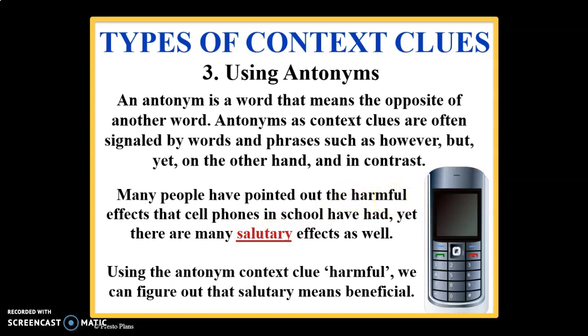So in this case, we start off with the antonym of salutary, which would be harmful. So using the context clue harmful, we can figure out that salutary means the opposite of harmful, which in this case is beneficial. Another way that you could have written this sentence would be, many people have pointed out the harmful effects that cell phones have, but I would rather pay attention to the salutary effects that they can have. So that's just another example of how we could use antonyms.